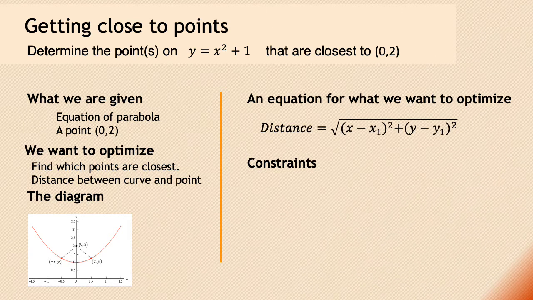So remembering back from algebra, you had a formula for finding the distance between 2 points, and that's a good place to start to get an equation to optimize. That's basically what we want to optimize. We want to minimize that. And our constraint is that the points we're looking for do have to fall on that parabola, so they can't just be anywhere.